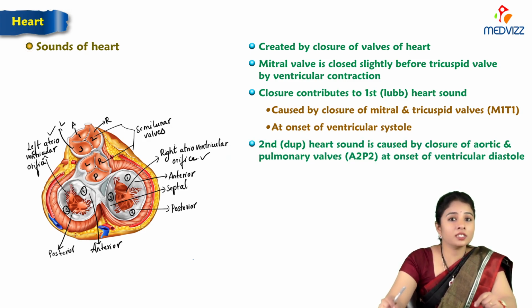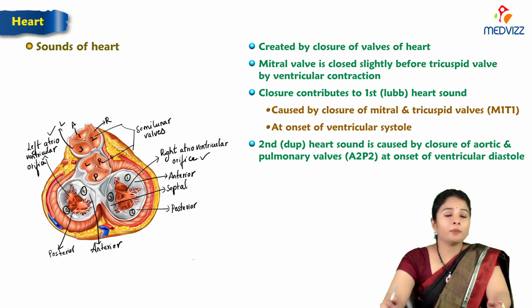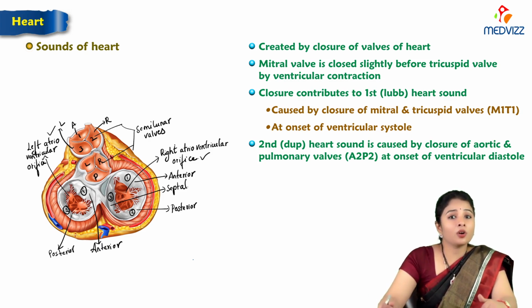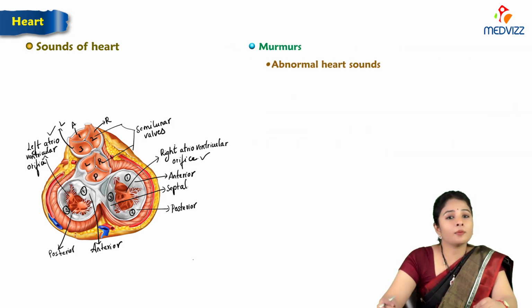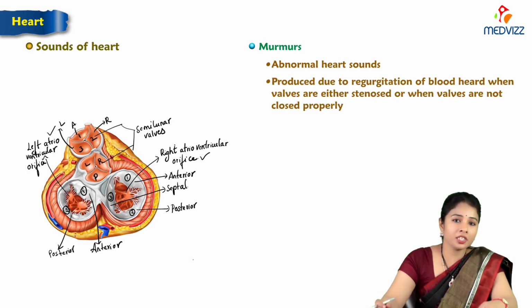The second sound is the dub sound, which is mainly due to the closure of the aortic and pulmonary valves, represented as A2P2, at the onset of ventricular diastole. Apart from the lub-dub sound, we may also hear some murmurs. The abnormal heart sounds are called murmurs, and they are produced due to regurgitation of the blood, heard when the valves are either stenosed or closed improperly, leading to regurgitation of the blood.